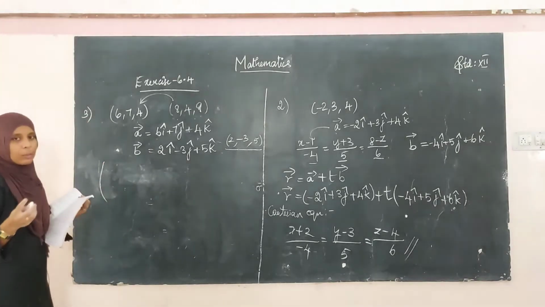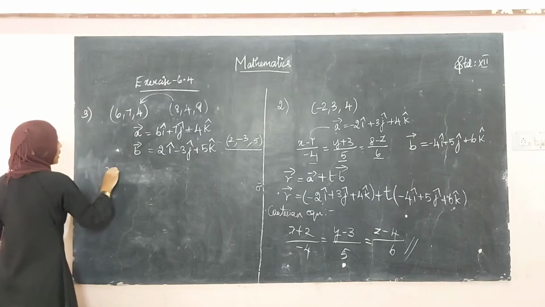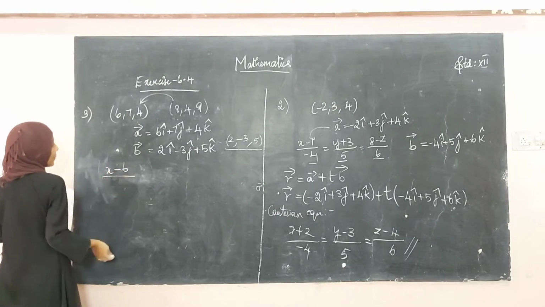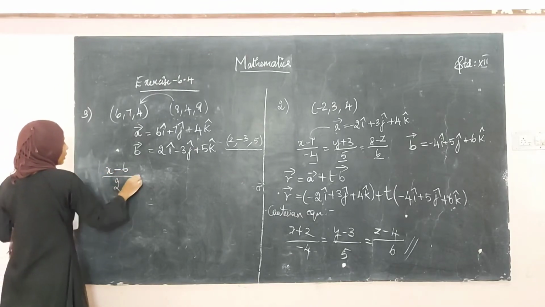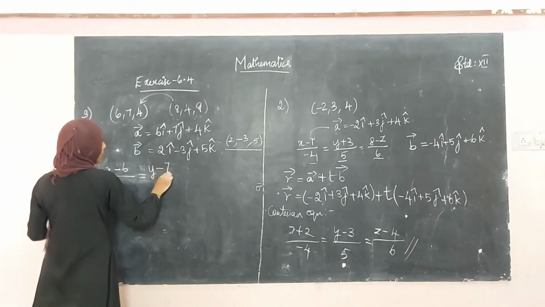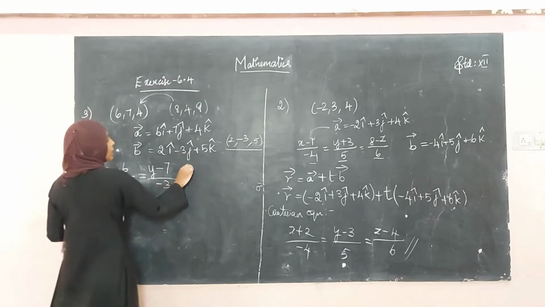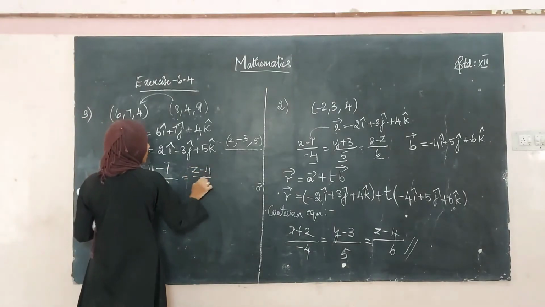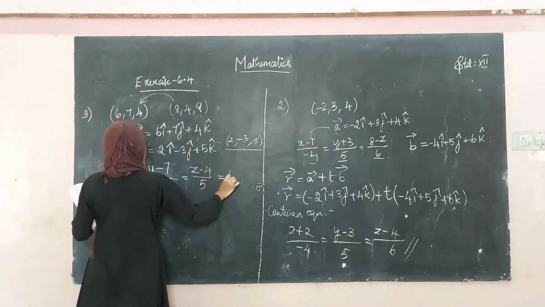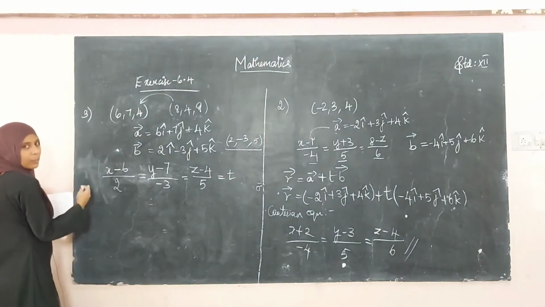To find the point of intersection, we know one method, that is (x minus 6) divided by 2 equal to (y minus 7) divided by minus 3 equal to (z minus 4) divided by 5. Now let us equate this as t. Okay, from this we can get the points, right?